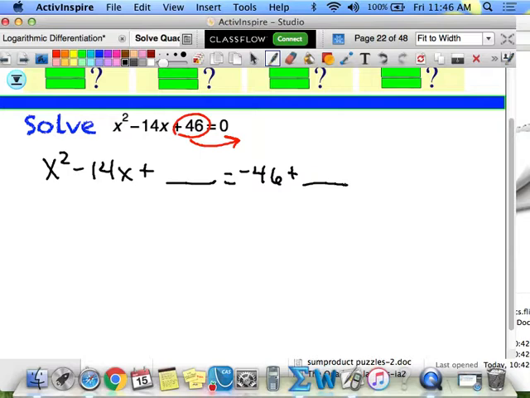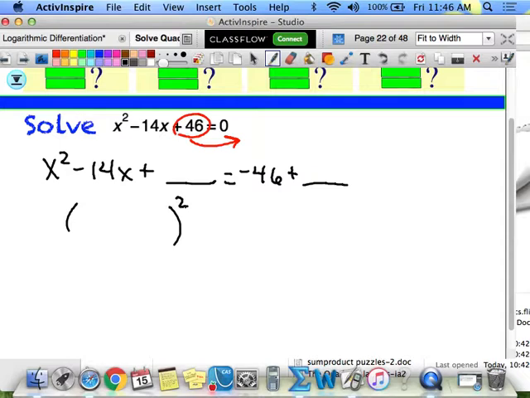And I'll never make you do a completing the square with a leading coefficient other than 1. Those are just difficult for the sake of being difficult. What we're trying to figure out here is what number can I put in this blank that if I were to factor it, I get the same factor twice. That's what it means to complete the square. Square means something times itself, and I want the same factor twice. You do it the same way every single time.